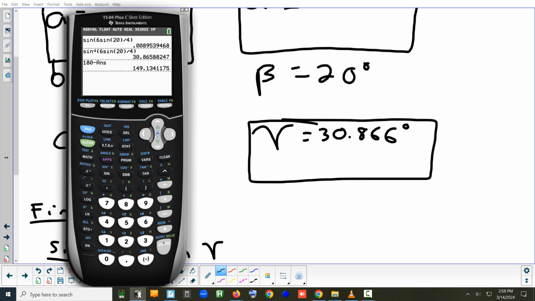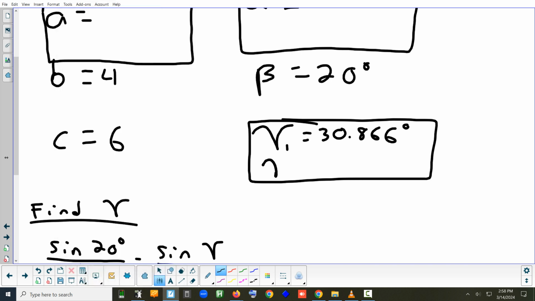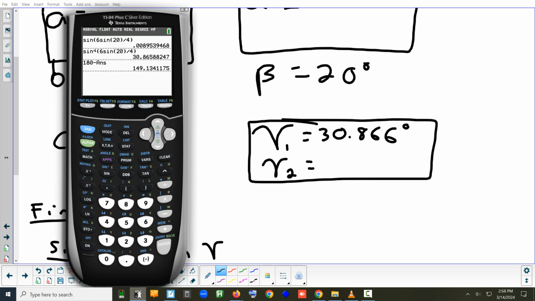If there's a second answer, it's 149.134. But before we write that answer down, we have to see if that angle fits in the triangle. What was the angle we were given? 20. Can you fit a 20 and 149 together in the same triangle? Yes. What does that add up to? 169, and that's not more than 180. So we have to write that down as a second answer. So this is going to be a 2-solution problem. So now we're going to call this gamma 1, and we're going to call this angle gamma 2, 149.134.